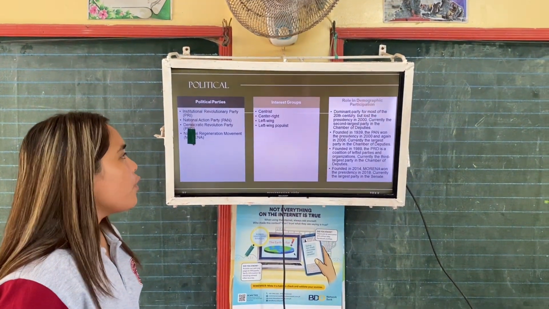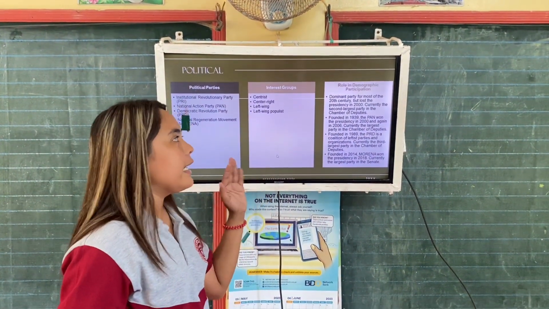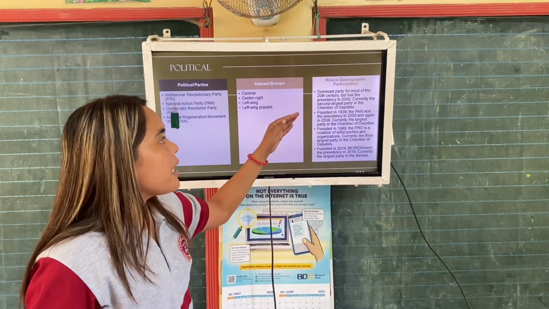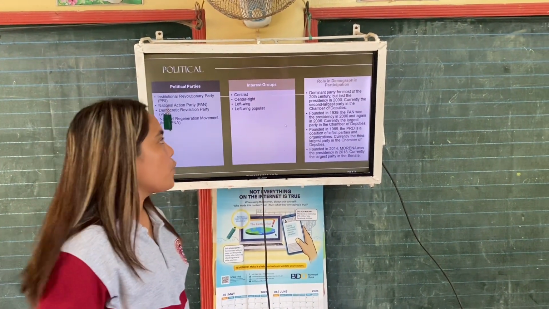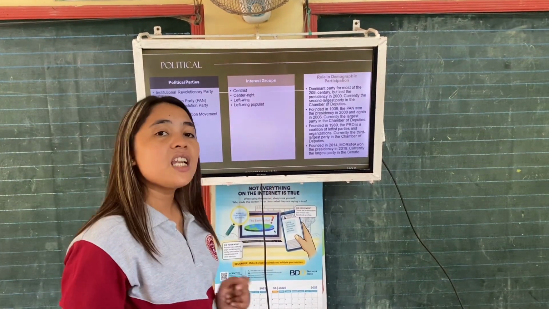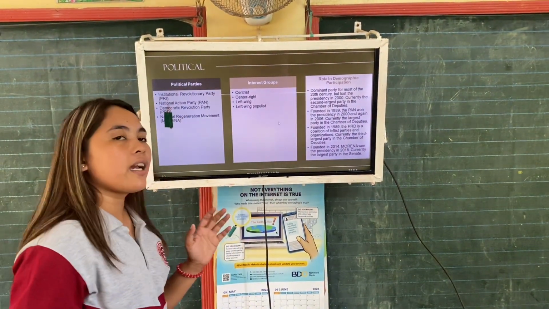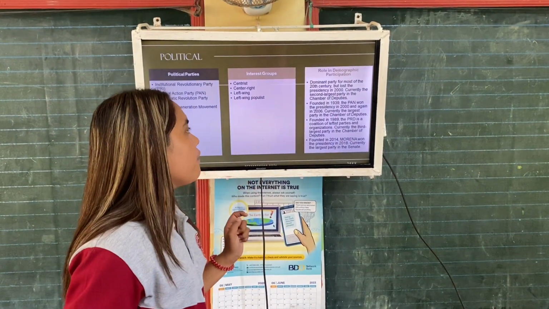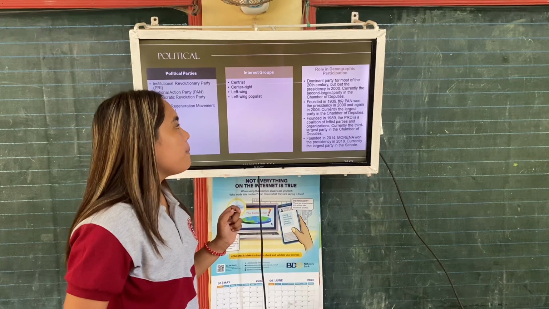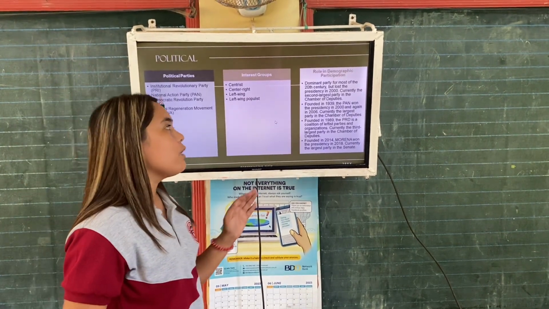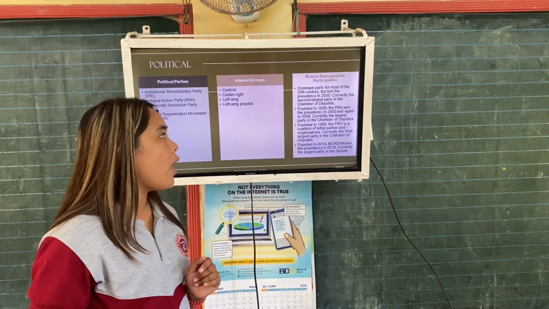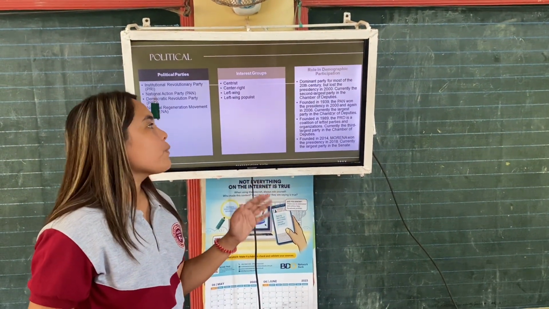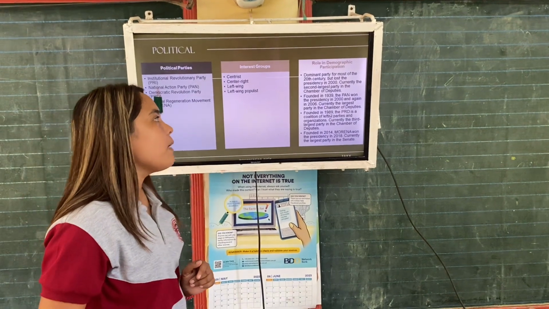And then the role of Mexico in democratic participation. First, the PRI, the dominant party for most of the 20th century, but lost the presidency in 2001. Currently, the second largest party in the Chamber of Deputies. And second, founded in 1939, the PAN, or the National Action Party, won the presidency in 2000 and again in 2006. Currently the largest party in the Chamber of Deputies.